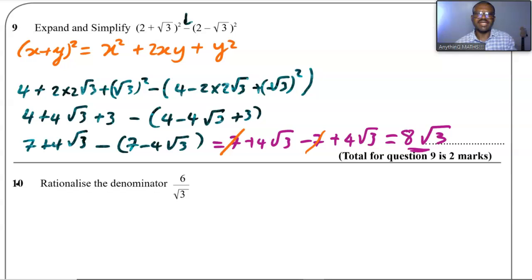We could have solved this as difference of two squares as well. So you can try that method and see which one you feel comfortable with.